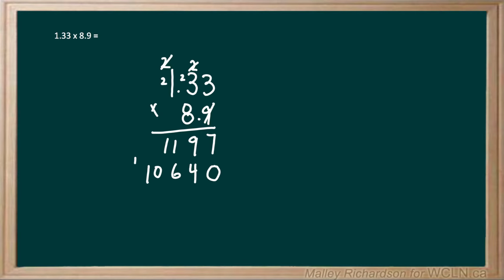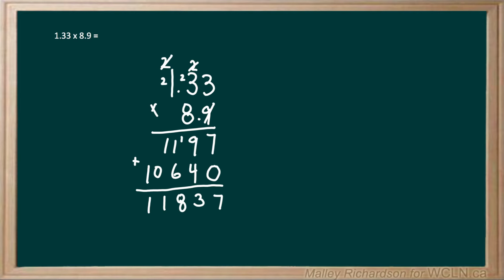And now we want to add all of these digits together. Starting at the right, we have 7 plus 0, which gives us 7, 9 plus 4, which gives us 13, so bring the 3 down and carry the 1, 6 plus 1, which gives us 7, but 7 plus the 1 that we carried gives us 8, and then 1 plus 0 gives us 1, and then nothing plus 1 gives us 1 again.